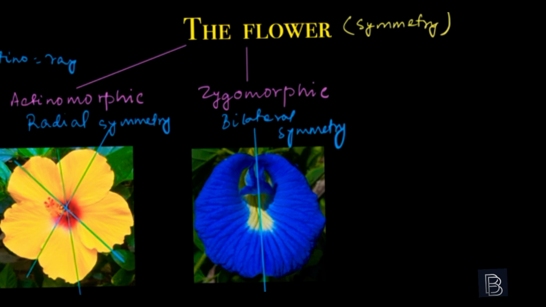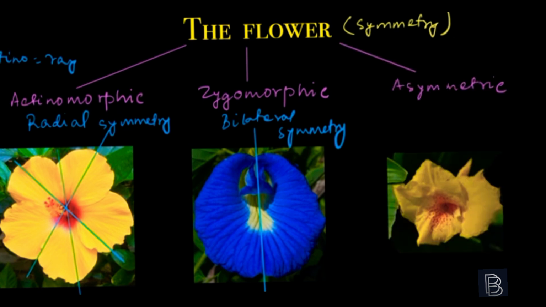Now there are some flowers which are asymmetric. You can't think of any possible plane for this flower which will divide it into 2 equal halves. The flower over here is called Canna. This is only one way in which the flower can be classified. There are other ways too.